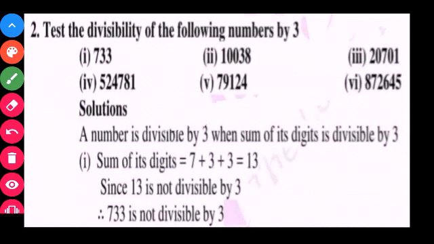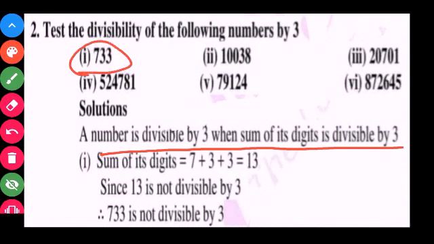Now divisibility of 3. You know how to check divisibility of 3? If the sum of digits of a number is divisible by 3, then that number is divisible by 3. A number is divisible by 3 when the sum of its digits is divisible by 3. For example, here 733: 7 plus 3 plus 3 is 13, and 13 is not divisible by 3, that's why 733 is not divisible by 3.